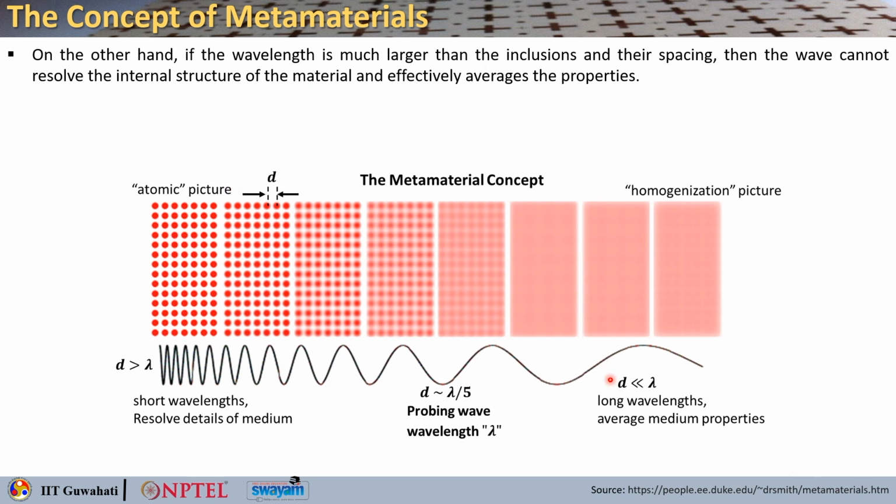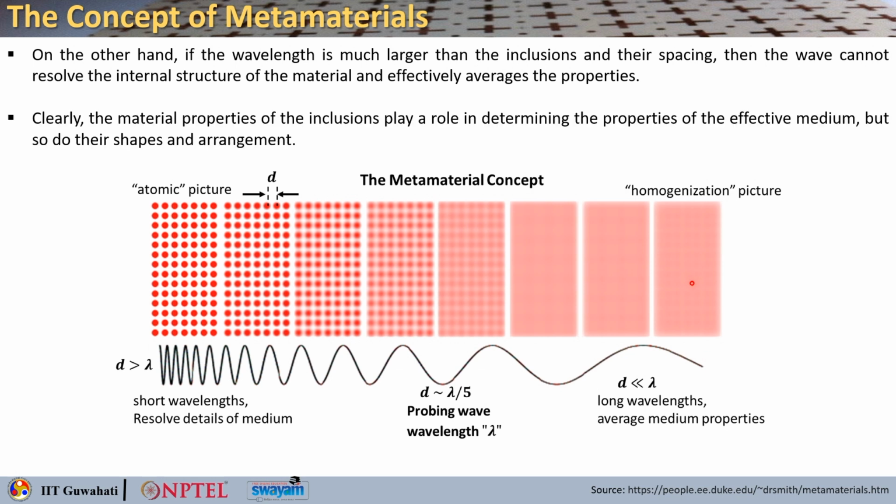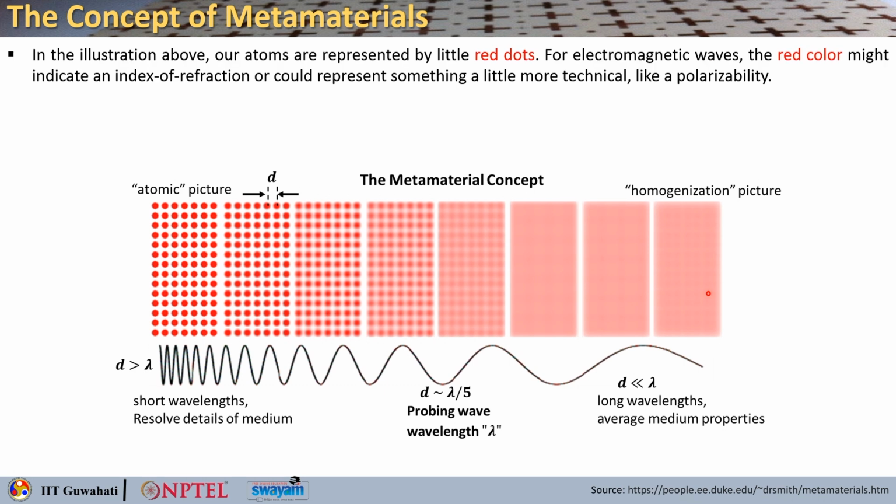Now, on the other hand, if you go to the other extreme, say when the wavelength is much larger than this periodicity, in that case what is happening, the wave cannot resolve the internal structure of the material, rather it will see a homogenization picture by assuming an effective average property of the material. So, clearly you can see the material properties of the inclusions will play some important role in determining the property of this effective medium, but not only the material property, their shape and arrangement will also play an important role.